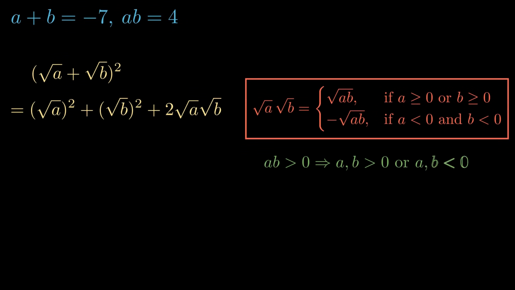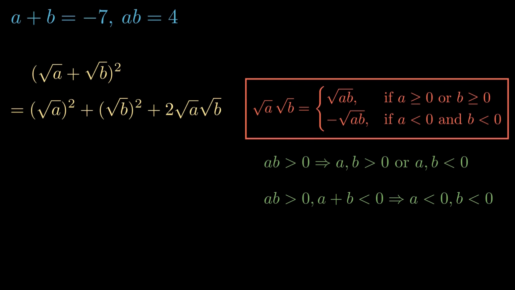ab equals 4, which means the product of the two numbers is positive. Whenever the product of two numbers is positive, it means they are either both positive or both negative. Let's look at the other condition. a plus b equals -7. This condition means the sum of a and b is negative. Since we already established that a and b are either both positive or both negative, the only way for the sum of a and b to be negative is if a and b are both negative. So a and b are both negative, and this means we are actually dealing with the second case.